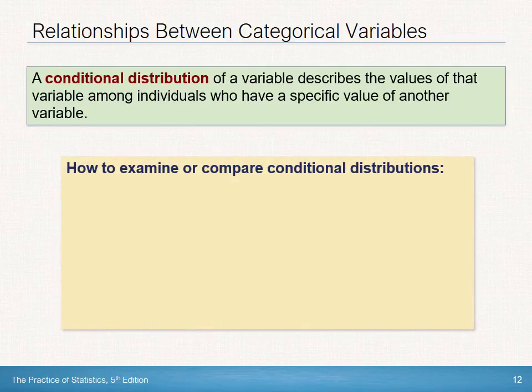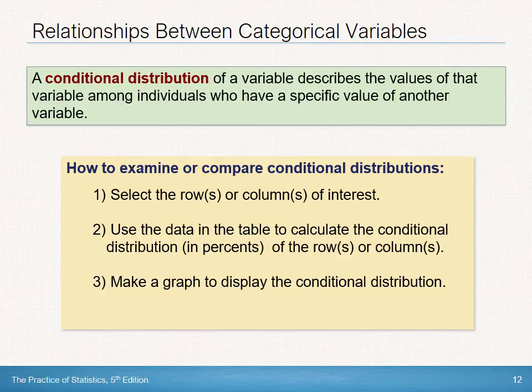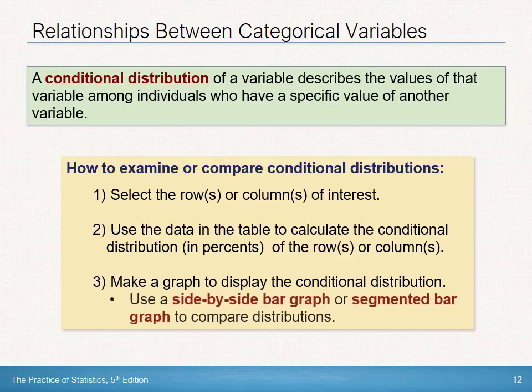Make sure you write down the definition for conditional distribution as well. How to compare conditional distributions. Number one, we're going to select the row or the column of interest. Number two, we're going to use the data in the table to calculate the conditional distribution in percents of the row or column. Number three, we're going to make a graph to display the conditional distribution. We can use a side-by-side bar graph or a segmented bar graph, and we're going to look at that in a second.